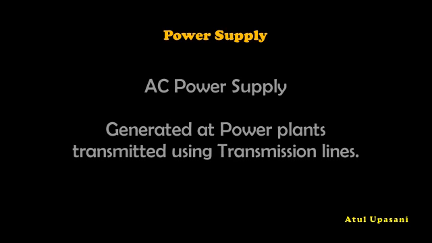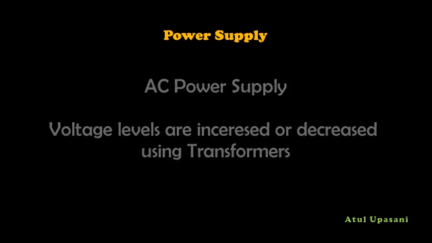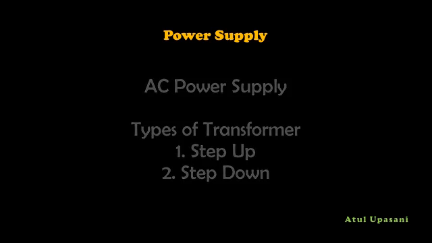The AC supply is very simple to generate and can be distributed to various places with the help of transmission lines. The strength of AC power supply can be easily increased or decreased with the help of a transformer. There are two types of transformer. With the help of them, we can either increase or decrease the voltage. So this AC power supply can be easily converted into DC with some circuits.